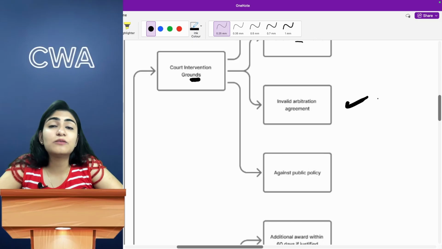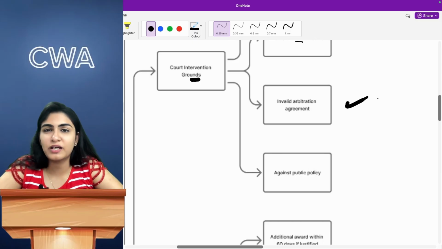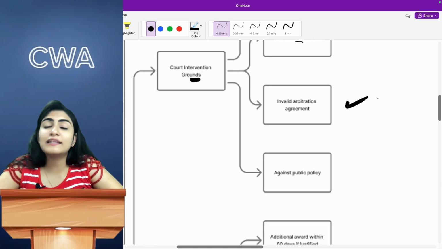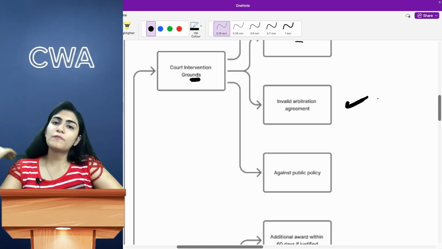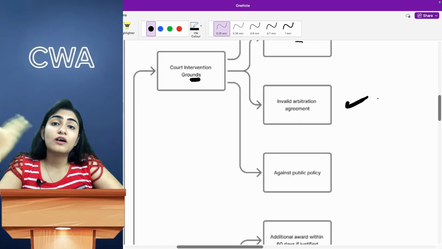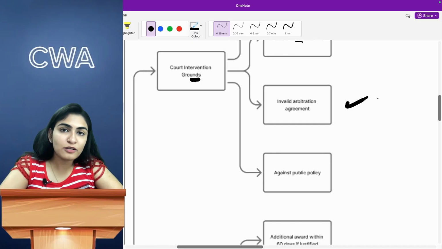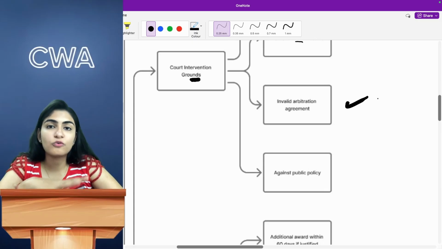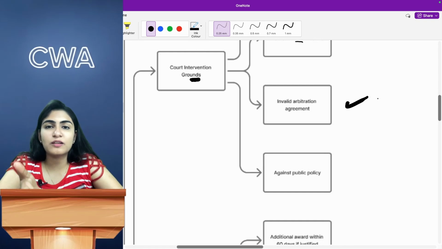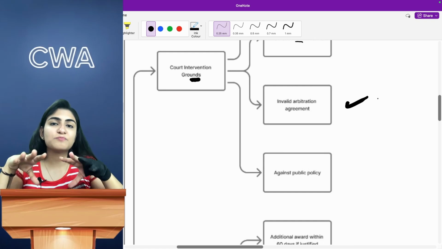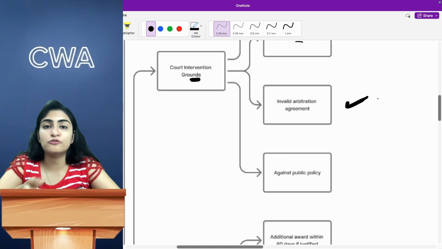What do you mean by an invalid agreement? We will discuss agreements in detail later. But an invalid agreement means it has no backing of the court. It is not valid in court, it will not work in court, it is a wrong agreement, it is something which is invalid. To be precise, if I use legal words, it is not enforceable by law.